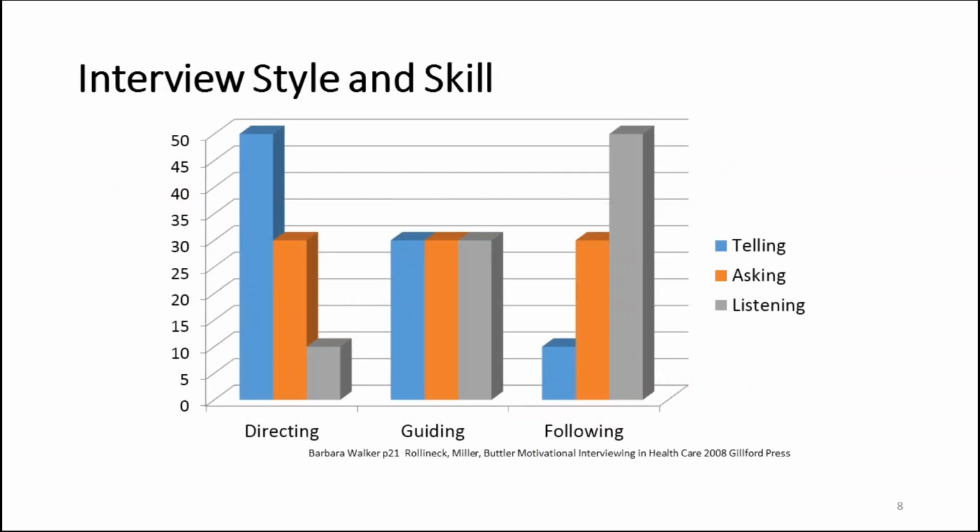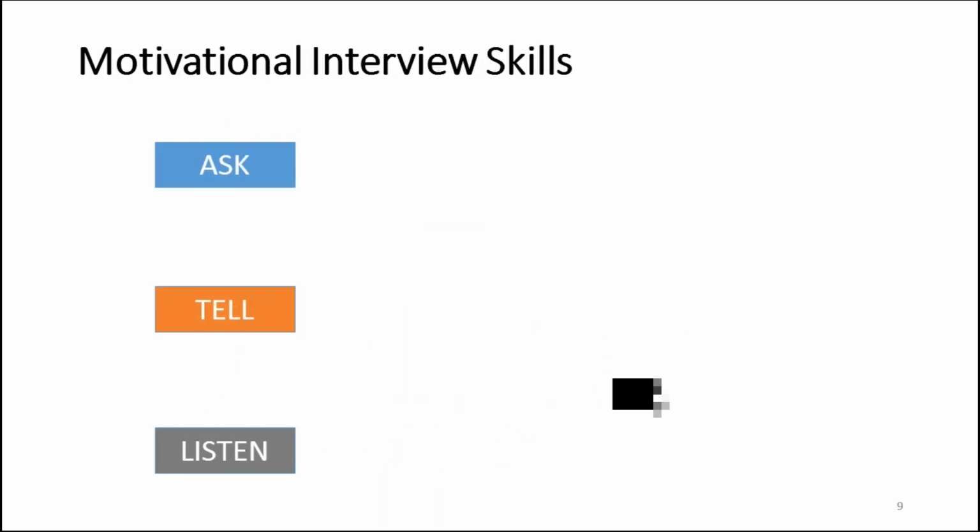Let's look at 3 interviewing styles. The one on the left is the directing style, in which there's a lot of telling, a little bit of asking, and not much listening. On the right-hand side is what we call the following style, which is more the classic Freudian analysis, in which we do very little telling, a lot of asking, and a whole lot of listening. In motivational interviewing, we have a balanced approach in which we are guiding. This is not a passive role for the interviewer at all, but a very active role in which we use telling, asking, and listening. So let's dive deeper into these motivational interview skills of ask, tell, and listen.